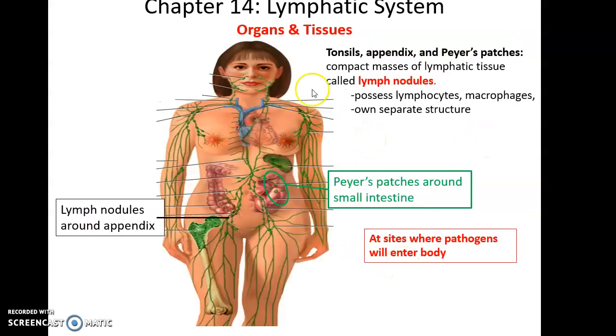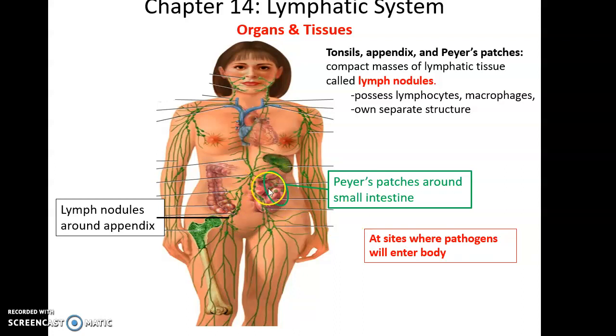So some examples of where we have tissues outside of organs include the tonsils, the appendix, and Peyer's patches, and they all have lymph nodules. Lymph nodules are just masses of lymphatic tissue that are not in an organ. So the appendix has a lot of lymph nodules associated with it. The appendix does have a lot of bacteria in it, so it is an area of concern.